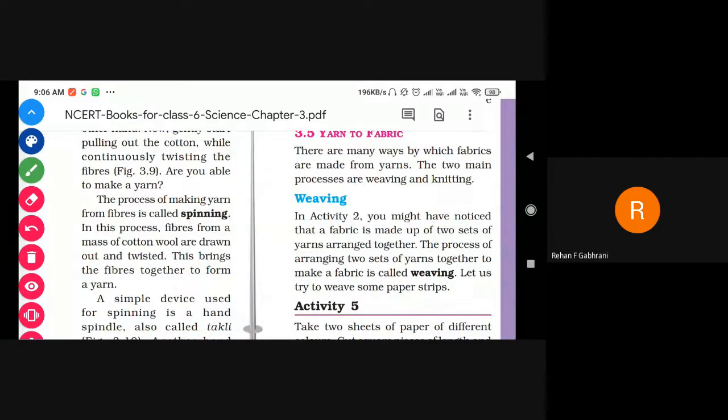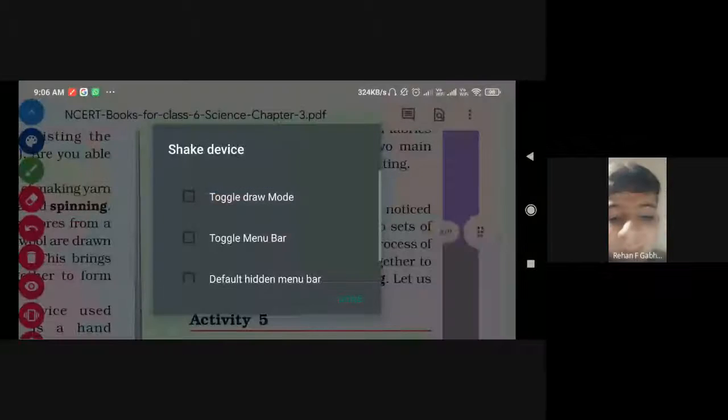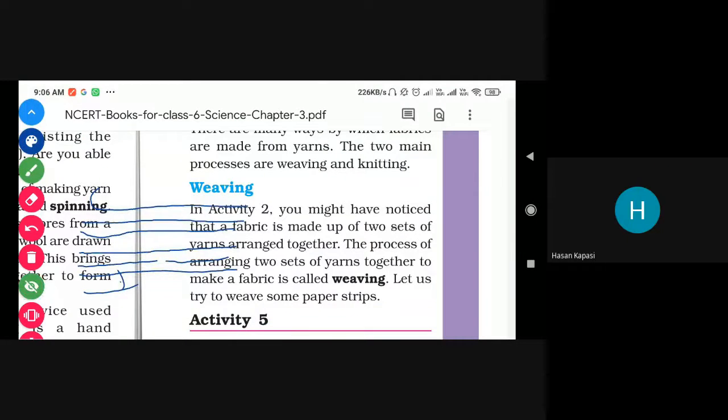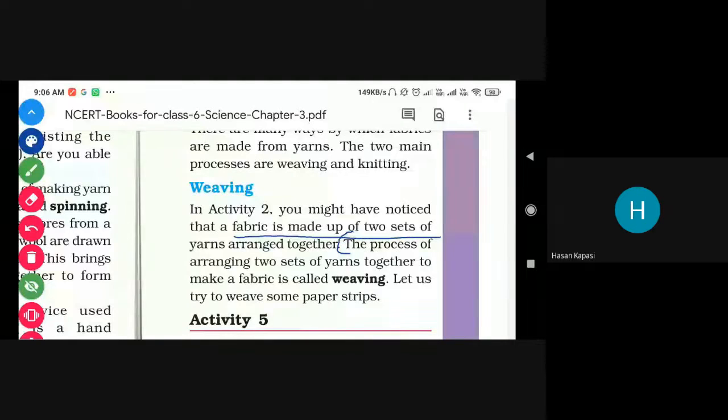Okay, now let's move on to weaving. Let's learn weaving. What is weaving? The process of arranging... A fabric is made of two sets of yarns arranged together. So the process of arranging two sets of yarns together to make a fabric is called weaving. A fabric is made up of two sets of yarns arranged together, and the process of arranging two sets of yarns together to make a fabric is called weaving.